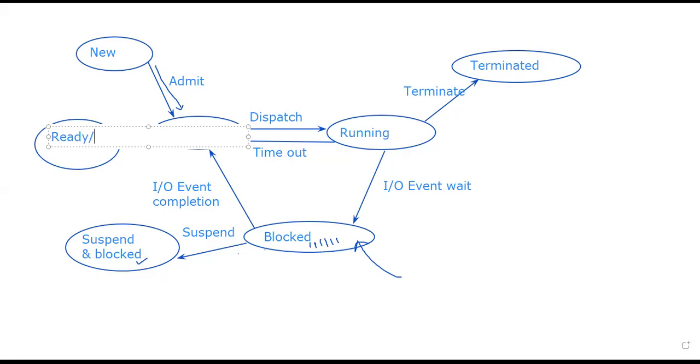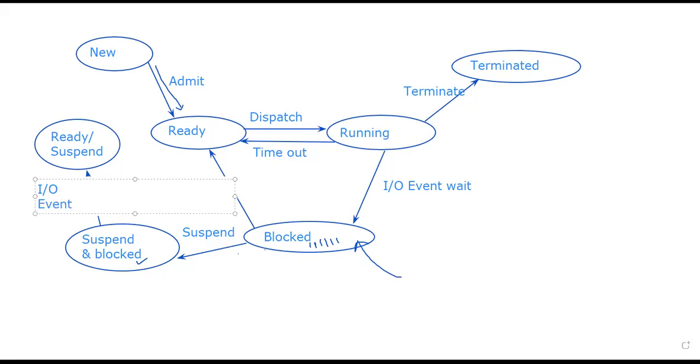Now this ready suspend is also in the secondary storage. Then from the suspend and block, it will move to the ready suspend. The reason why it is moving from the suspend and block to the ready suspend is IO event completion, it has met the input output requirement. So here you can say IO event completion, or you can say occurs completion.